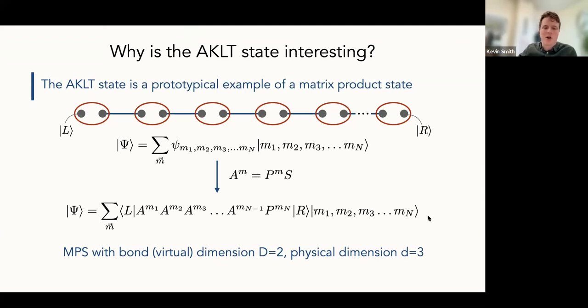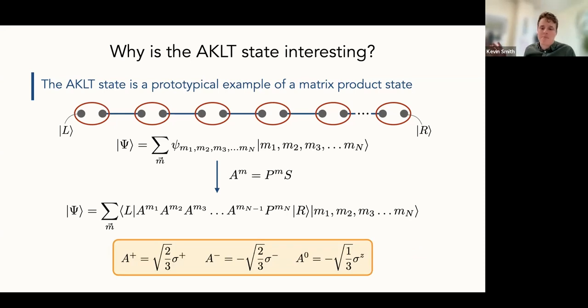2 here corresponds to either the dimensionality of these matrices, these are 2x2 matrices, or equivalently the dimensionality of the underlying virtual spin 1/2 degrees of freedom, and physical dimension 3. And you can see that this is, of course, a big win over storing these 3 to the n complex coefficients, because all I need to do now is remember these 2x2 matrices, and I can write down the state exactly. Okay, and this is, of course, something that's much more general beyond just the AKLT state.